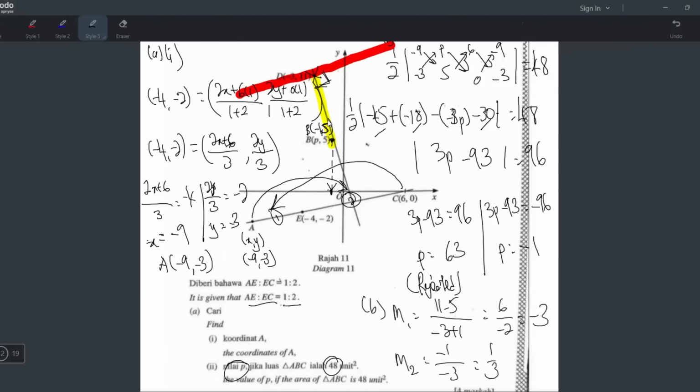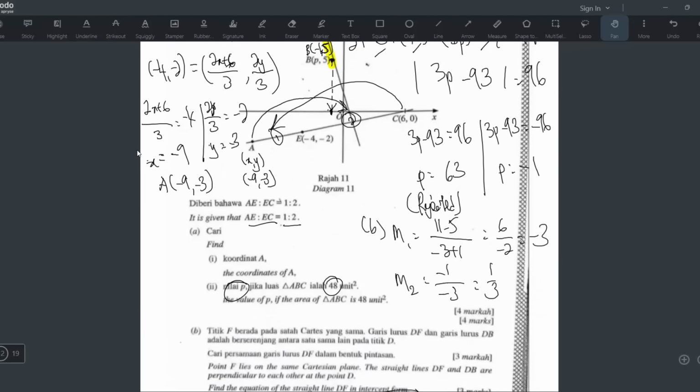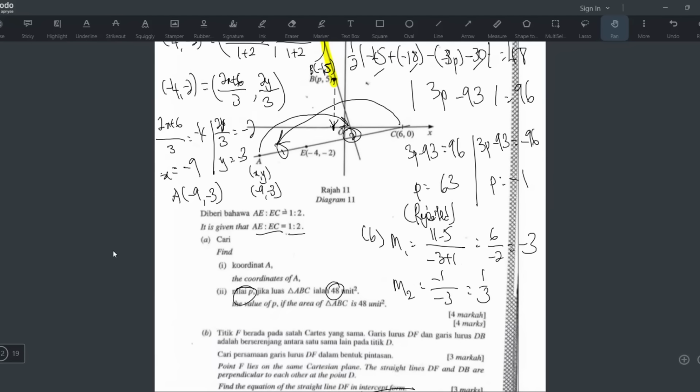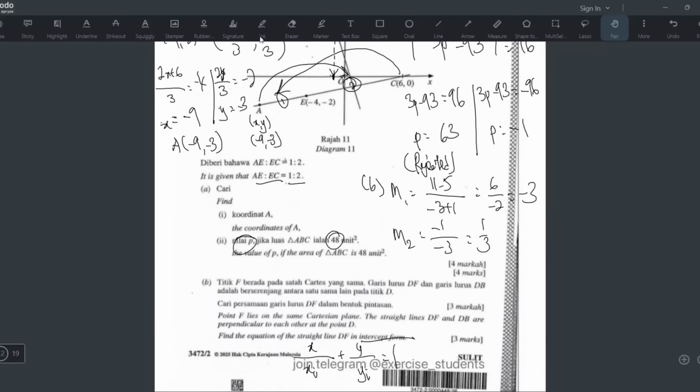So after you get the yellow color gradient, to get the other one, you just take negative 1 divided by the answer. Now, after having the gradient, we can find the equation of the straight line. So the formula I will use to find the equation is y minus y1 equals gradient times x minus x1. Yeah, this is the formula I will use.